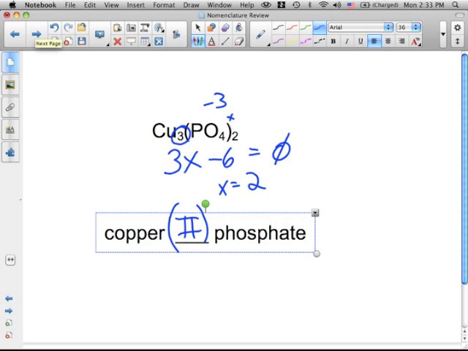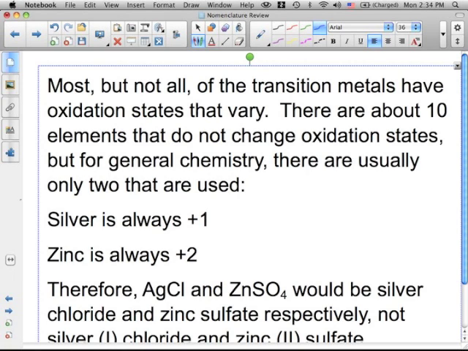So there are your transition metals. Using these Roman numerals, this is called the stock system. Most, but not all, of the transition metals have oxidation states that vary. There are approximately 10 elements that do not change oxidation states, but for general chemistry there are usually only 2 that are used. Silver is always +1, zinc is always +2. Therefore, AgCl and ZnSO4 would be silver chloride and zinc sulfate, respectively.